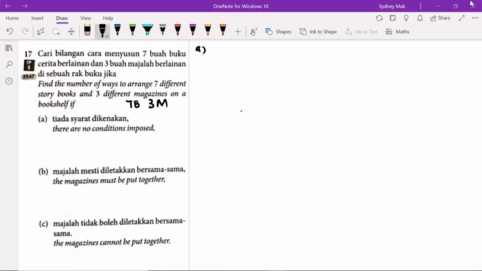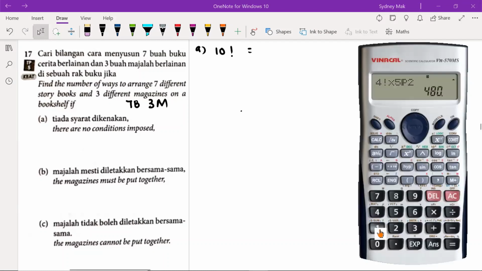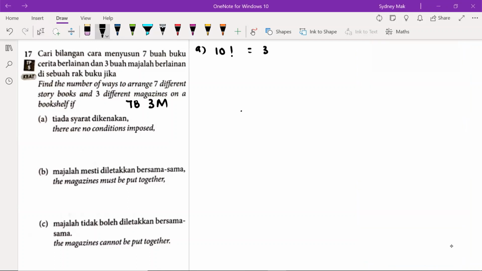So for part A, 10 factorial. We are looking for 10 factorial. What is 10 factorial? That is 3,628,800 ways to arrange the books and the magazines on the bookshelf.